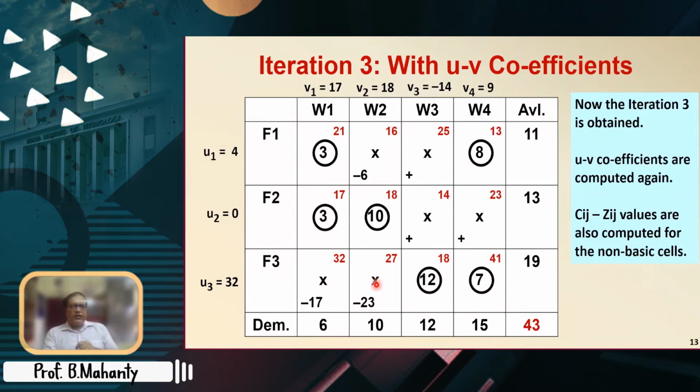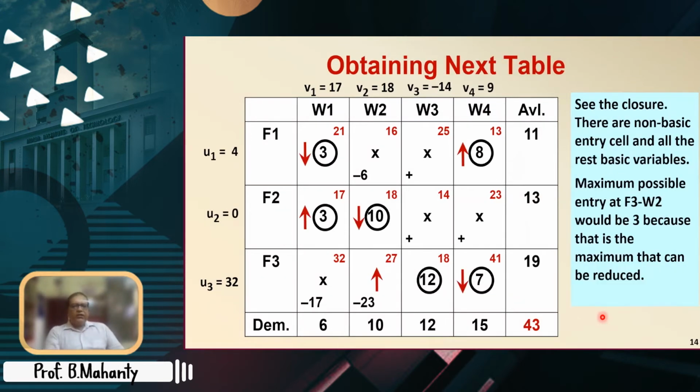All right, so this is exactly how the closure is obtained, and this closure is very important because that is going to decide the flows. Because see, look, all these quantities are the amount that will flow from F1 to W1, F1 to W4, etc. So this is really what is called flow balance. All right, so this is exactly what you just now said. This goes up, this goes down, this goes up, this goes down, this goes up, and this goes down.